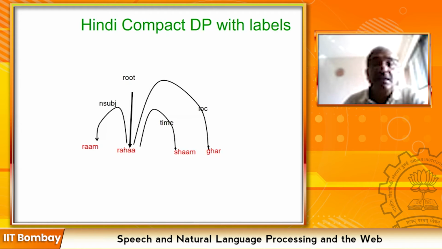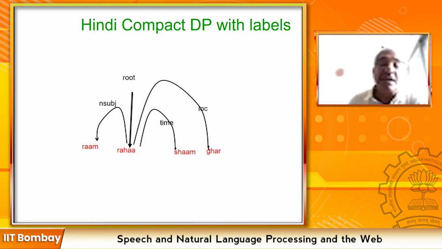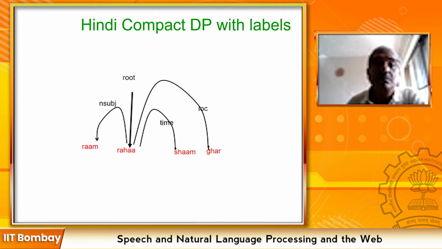So do you see that? You see that the English and Hindi trees are identical. As far as the arcs and arc labels are concerned, only the words are different. Ram, Ram, Raha stayed, Sham evening, Ghar home. That's all.